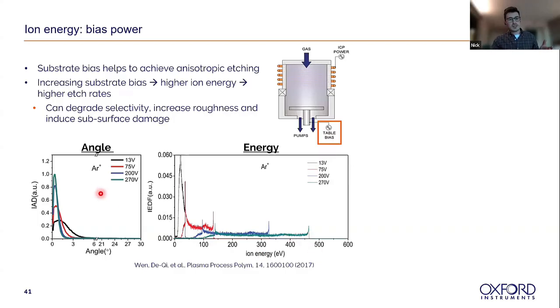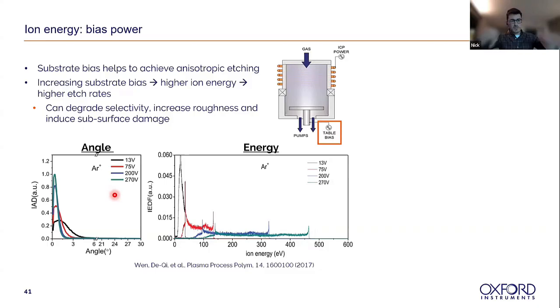What's also interesting is that at higher substrate biases, you also get a narrower distribution in your incident ions. So when you have a higher voltage, you'll get more directional etching, whereas if you use a much lower bias power, you actually get a slightly larger spread in your incident angle.